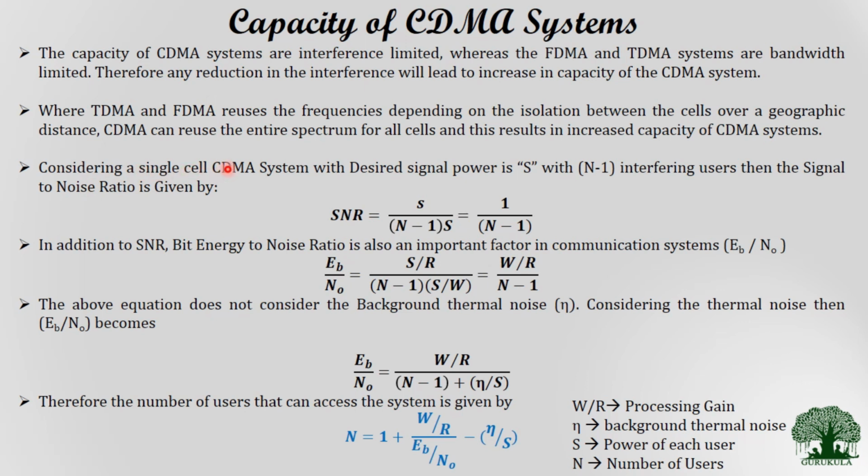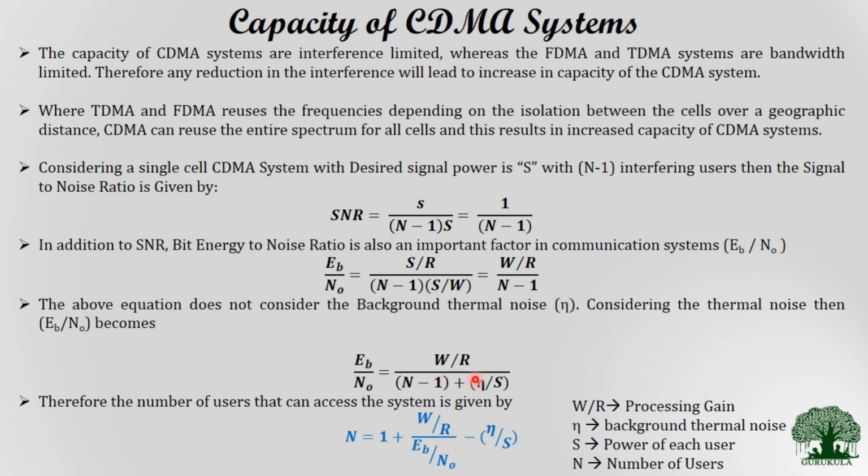Considering a single channel CDMA system, the desired signal power S with n-1 interfering users gives the signal to noise ratio by the expression 1 over n-1. In addition to SNR, it is also important to calculate the bit energy to noise ratio, that is Eb/N0, which is given by the expression (W/R) divided by (n-1). The above equation does not consider the background thermal noise eta. When you consider the background thermal noise, the equation takes the form Eb/N0 = (W/R) divided by ((n-1) + eta/S).